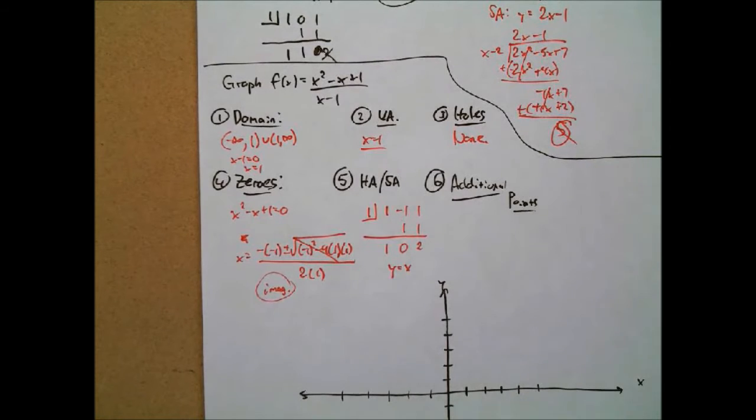All right, folks, here are the answers that I got. Domain, -infinity to 1, 1 to infinity. Vertical asymptote at x equals 1. That domain restriction is a vertical asymptote. Therefore, there are no holes. Okay?